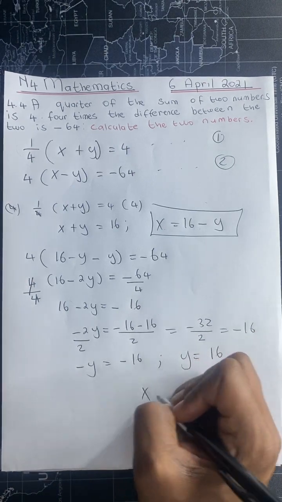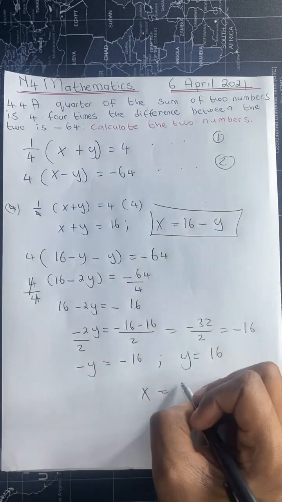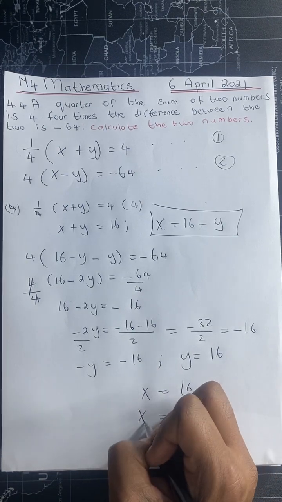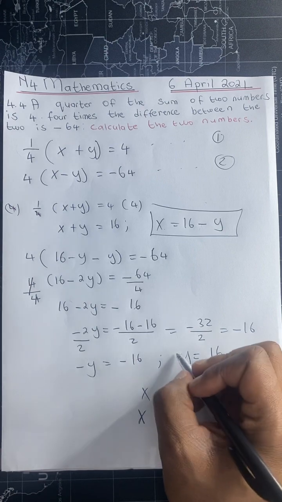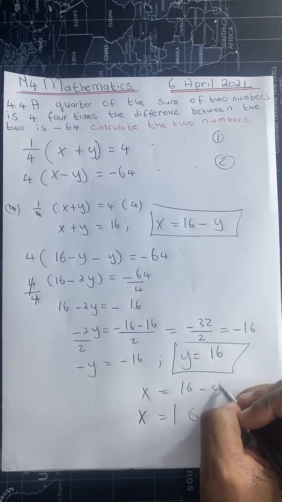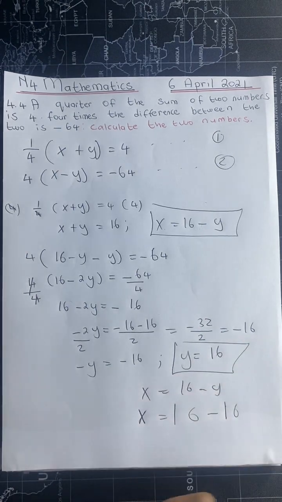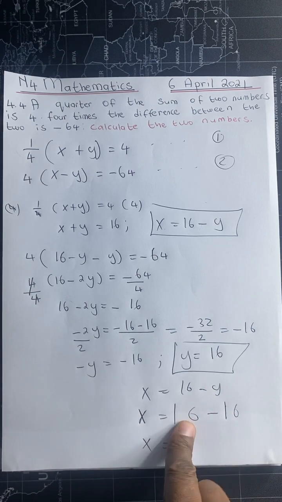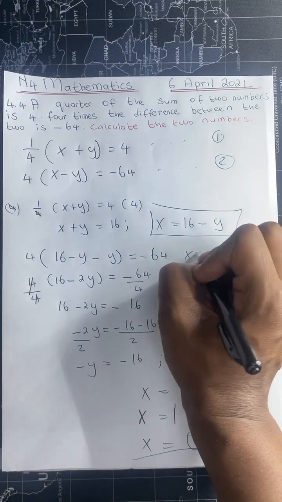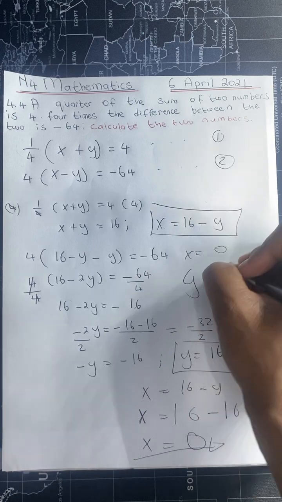16. And for x, we take the equation x is equal to 16 minus y, so that we can find also the value of x. In the place of this y, we substitute 16, because y is equal to 16 according to that equation. So x will be equal to 16 minus 16, which is equal to 0. So x is equal to 0, and y is equal to 16.